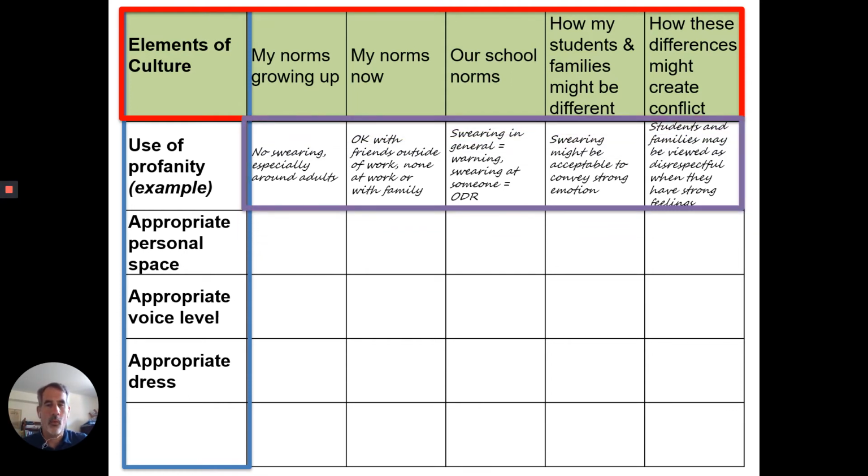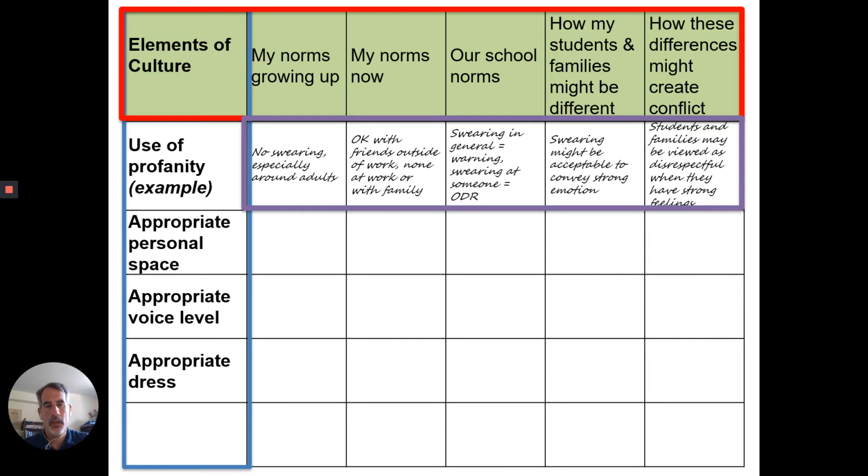To help you understand what we're asking you to do, I'll give you my own personal example here for use of profanity. Starting with growing up, I was not allowed to swear, especially around adults. Today, my norm around use of profanity is that I use profanity sparingly, but mostly with friends and not at work. When I'm working with students in school, I look at swearing in general as warranting a warning. If students are swearing at others, directing it towards others, or it's repeated behavior, that might be an office discipline referral.